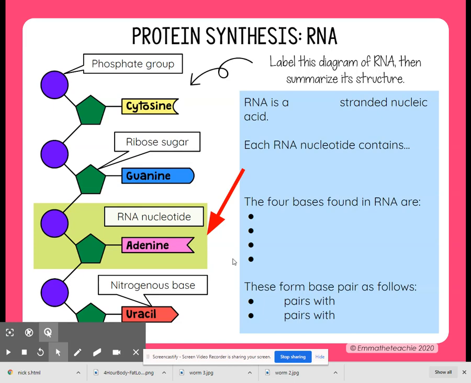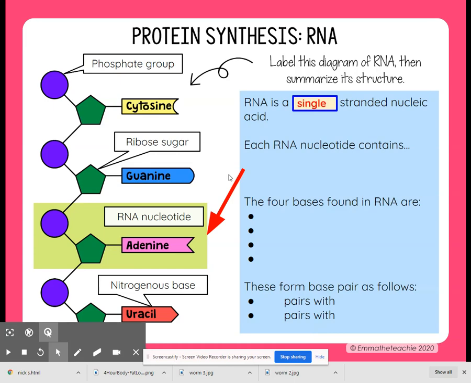RNA is a blank-stranded nucleic acid. How many sides does RNA have? Well, if you look over here at the picture, normally DNA would have the sugar phosphate base on one side and then the pair on the other. This is only single-stranded, so that's what you're going to be writing in that box.